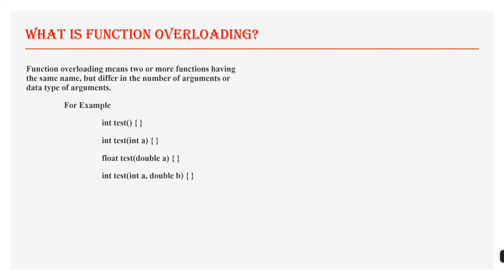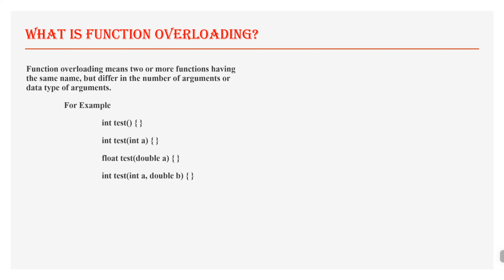Look here, the name of the function is the same: test, test, test, test. Everywhere the name is the same, but just look at the parameters. In every function the parameters are totally different from one another. In the first case there is no argument. In the second case there is one argument of type integer. In the third case, there is one argument of type double. In the fourth case, there are two arguments: one is an integer and the second one is a double.